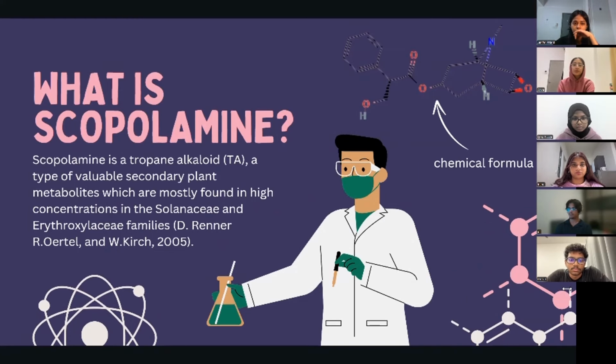So basically, scopolamine is a tropane alkaloid, a type of valuable secondary plant metabolite, which is mostly found in high concentrations in the Solanaceae and Erythroxylaceae families. It is commonly used for its anticholinergic properties. Devil's breath is also used as a name for scopolamine when it is used illicitly by criminals to captivate victims.